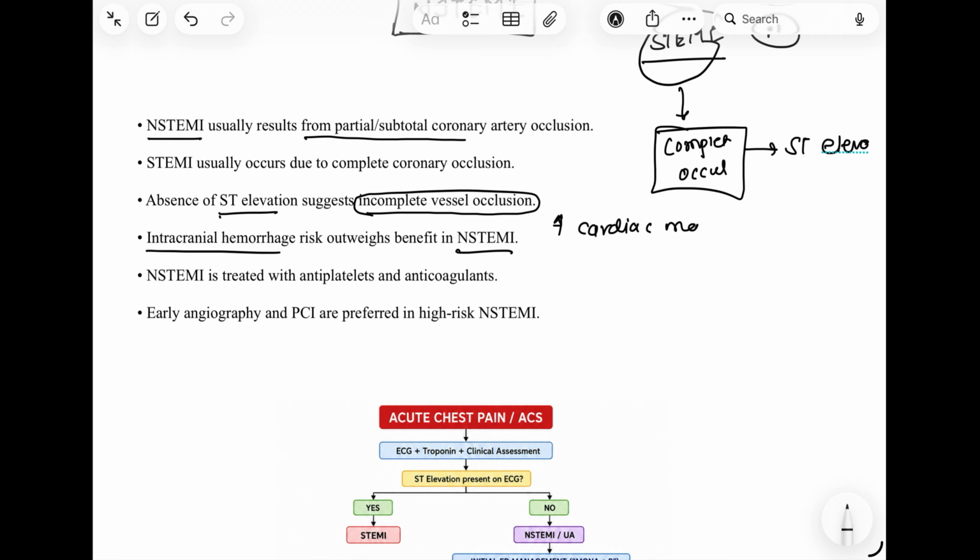If you try to thrombolyze NSTEMI, then there is a chance of intracranial hemorrhage. So rather than benefiting the patient, it will worsen the patient. That's why we don't go for thrombolysis in NSTEMI. So what we do in NSTEMI instead of thrombolysis is we go for antiplatelet and anticoagulant therapy. We don't go for PCI in every NSTEMI. Rather, we will do PCI in a few cases where there is a high risk NSTEMI.